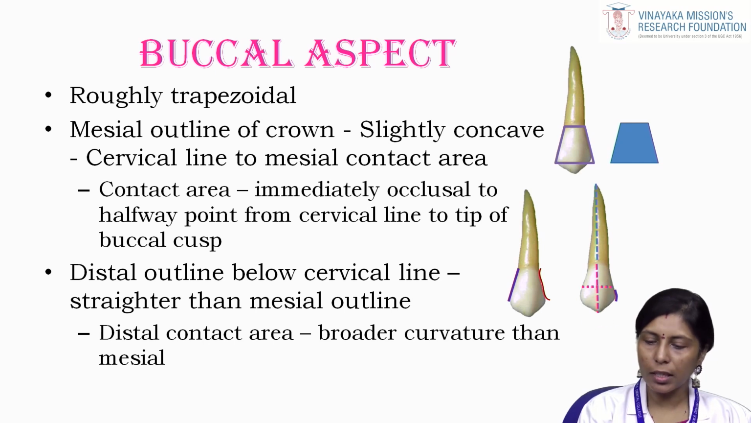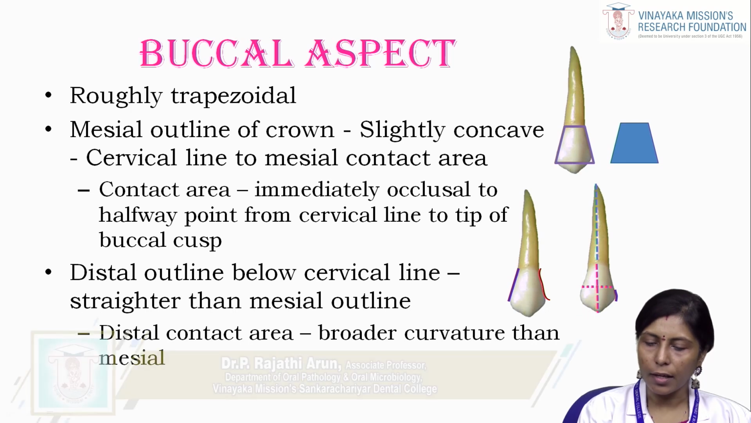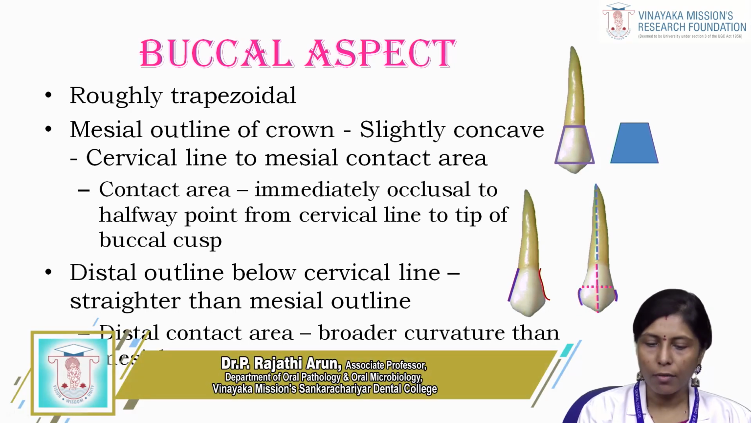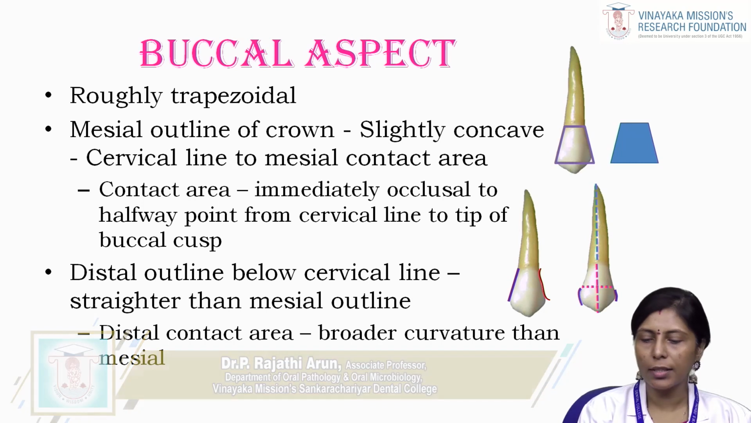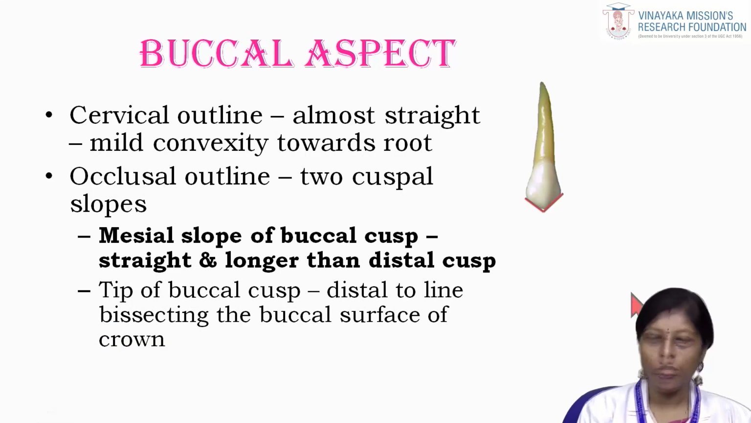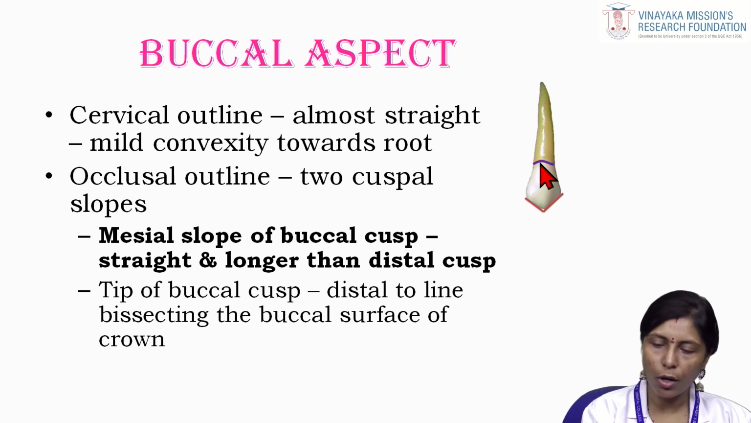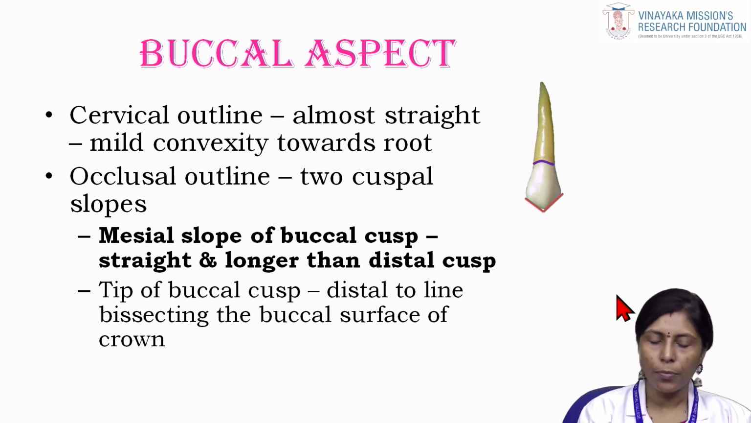If you look at the curvature of the mesial contact area and the distal contact area, the distal contact area will have a broader curvature than the mesial contact area. The cervical outline of the tooth is almost straight, but you can see a mild convexity towards the root. Here this convexity is towards the root.